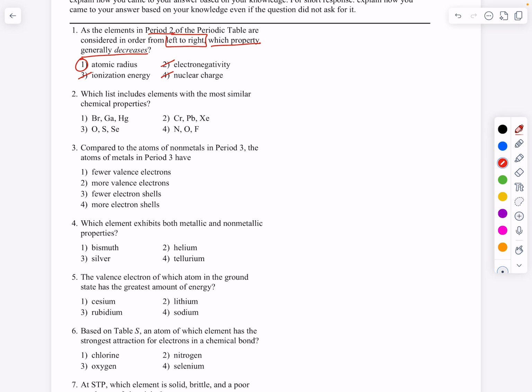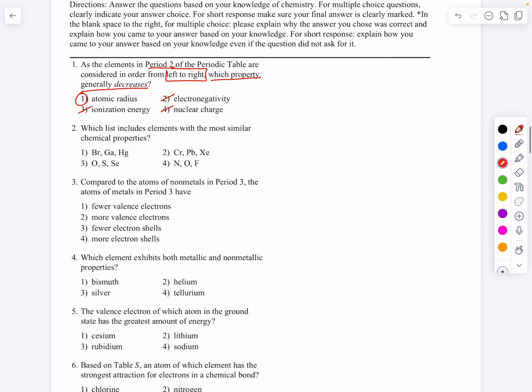And the reasoning behind that, the explanation for this one, is because as you move across period 2, the number of protons increases. And if the number of protons increases, then, right, think about the center of our atom being positively charged. We have the same number of shells because it's in the same period, but the more protons that we have, the more those protons pull on the negative electrons, making the radius smaller and smaller and smaller.